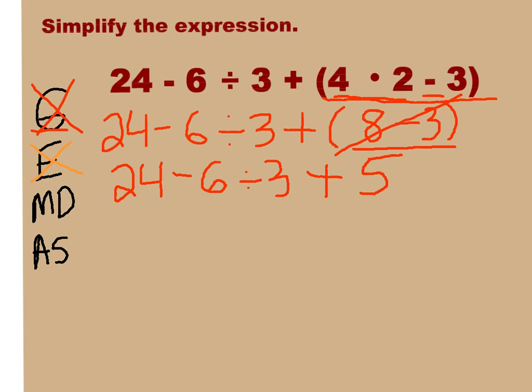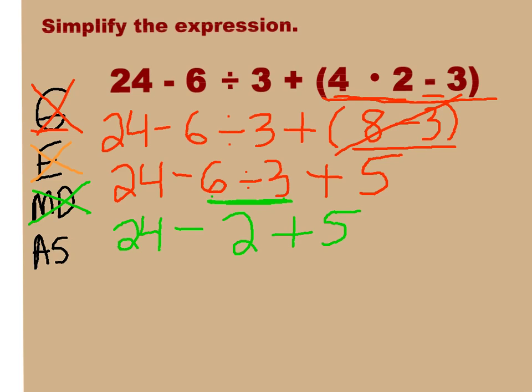So multiply or divide, the first thing we see is division. So we have 6 divided by 3. We're going to bring down the 24. 24 minus, and instead of 6 divided by 3, we'll say what that equals. 6 divided by 3 is 2, and then bring down the 5. So we have 24 minus 2 plus 5. All of our multiplying and dividing is done, so we can cross that off.